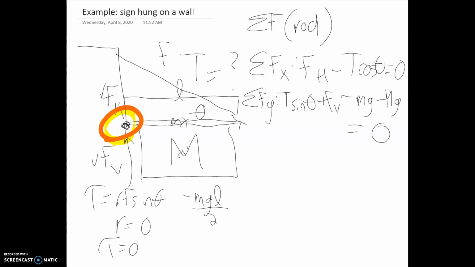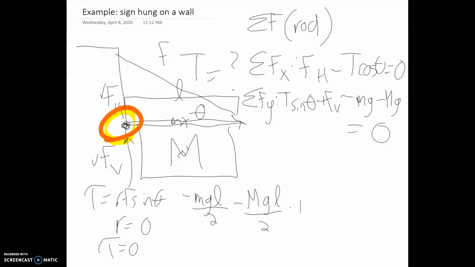It's not going to be sine of theta because it's going to be 90 degrees between the downward force and the horizontal length of the bar. That makes it 90 degrees. And then it's going to be minus mg L over 2. Remember, it's L over 2 because the mass is concentrated in the center of an object that's uniform.